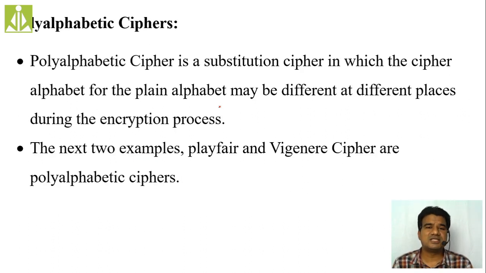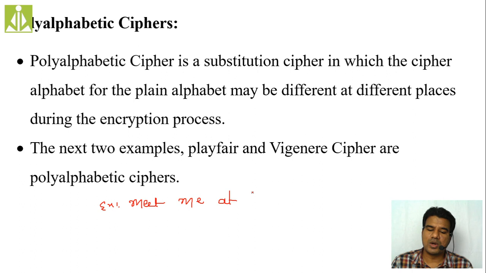Okay. So next is the polyalphabetic ciphers. There is no guarantee that all my A's or all same characters in the plain text will have the same substitution character in the ciphertext. Previously, we have seen that example: meet me at toga party.